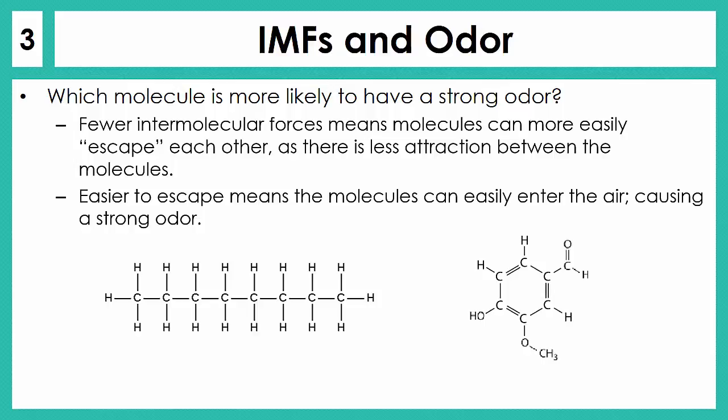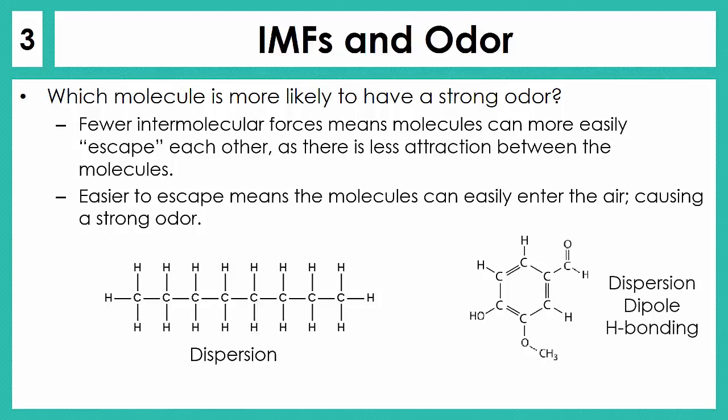So if we look at these two molecules, the first one here is going to have only dispersion. It is covalent. Those are all nonmetals, hydrogen and carbon, but it is very symmetric, so it is nonpolar, and the hydrogens are all attached to carbon, so that bond isn't polar enough to allow hydrogen bonding.